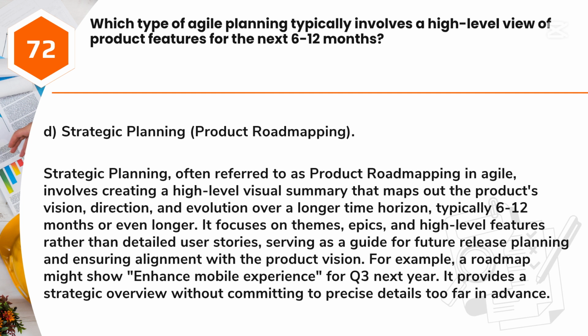Strategic planning, often referred to as product roadmapping in Agile, involves creating a high-level visual summary that maps out the product's vision, direction, and evolution over a longer time horizon, typically 6 to 12 months or even longer. It focuses on themes, epics, and high-level features rather than detailed user stories, serving as a guide for future release planning and ensuring alignment with the product vision. For example, a roadmap might show "enhance mobile experience" for Q3 next year. It provides a strategic overview without committing to precise details too far in advance.